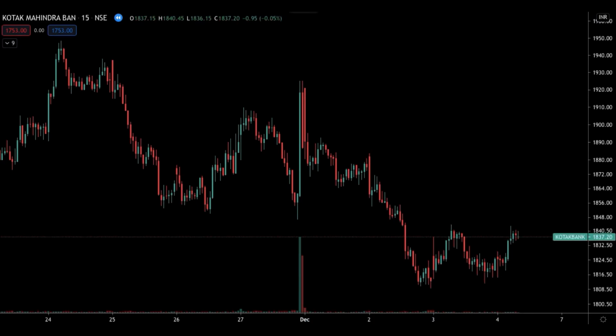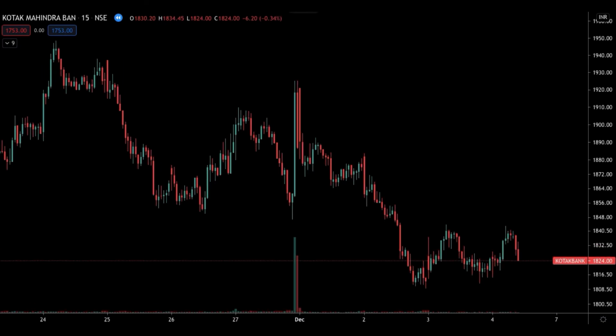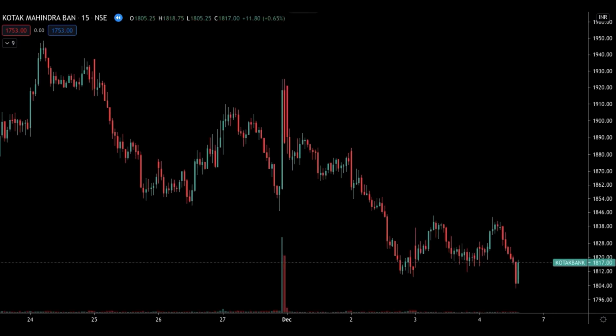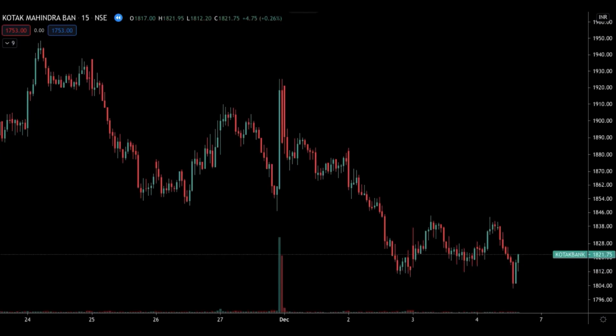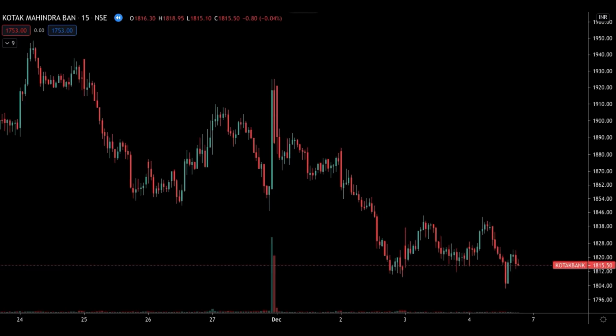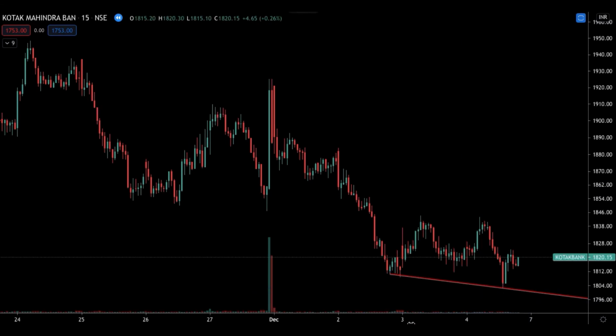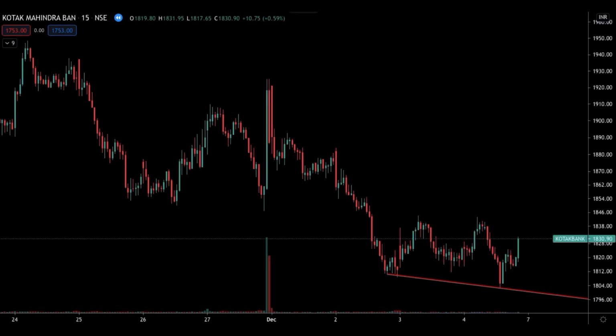Is this another high? No, because the high of the previous 1844 is higher than this high 1843.20. It should be considerably higher, not even just higher but considerably higher. Now it's forming our second low, second bottom, and hence we can draw our first trend line towards the lower side.